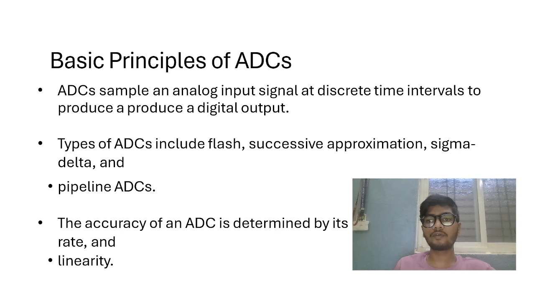Basic principles of ADCs. ADCs sample an analog input signal at discrete time intervals to produce a digital output. Types of ADCs include flash, successive approximation, sigma delta and pipeline ADCs. The accuracy of an ADC is determined by its resolution, sampling rate and linearity.